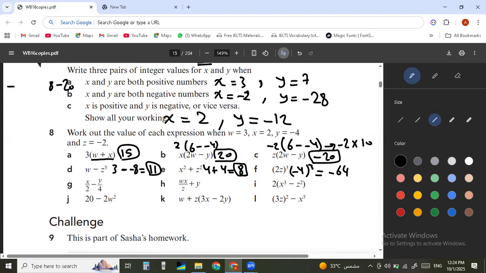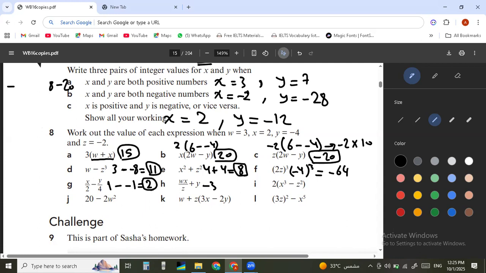x over 2, which means 2 divided by 2, which is 1, minus y over 4, which is -4 over 4, which is -1, gives us 2. 1 plus 1 is 2. wx means 3 times 2, which is 6, over z, so 6 over -2, which is -3. I'm doing it fast because I don't have enough space here, so I'm trying to use kind of like shortcuts. Don't do this, please. Just try the steps.